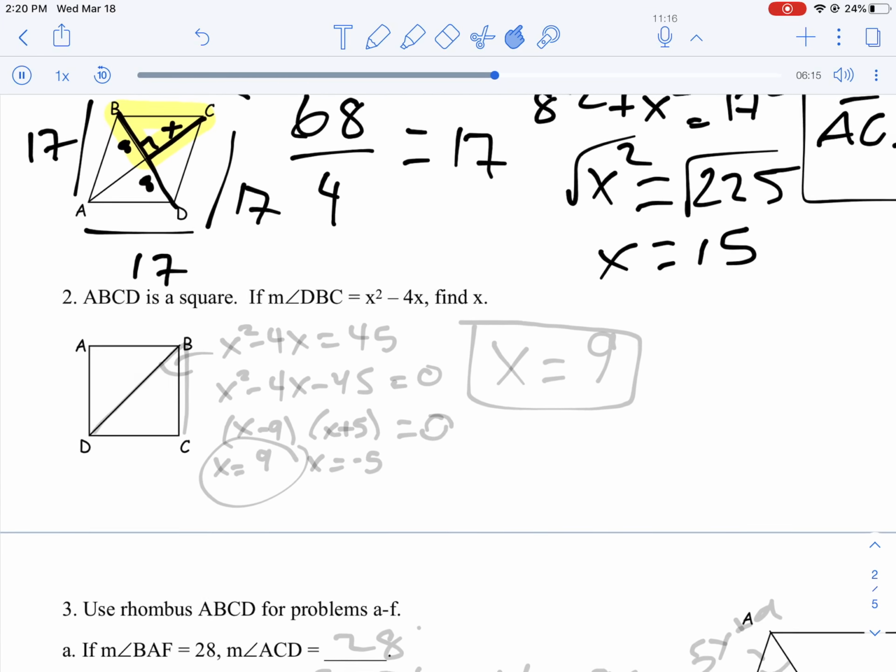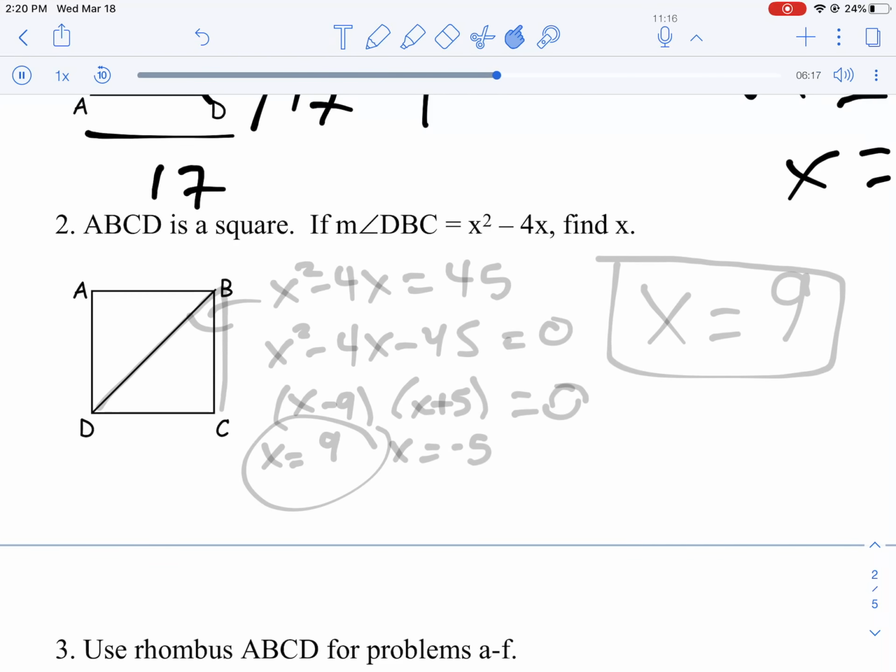Number 2, ABCD is a square if angle DBC. So now if you trace that angle DBC, that's actually that angle there. That angle is x squared minus 4x. Find x. Now remember, in a square, all angles are bisected. And if we knew this was 90, then we already know this one has to equal 45, and then we can solve it. It's a quadratic equation, so we're going to set it equal to 0.